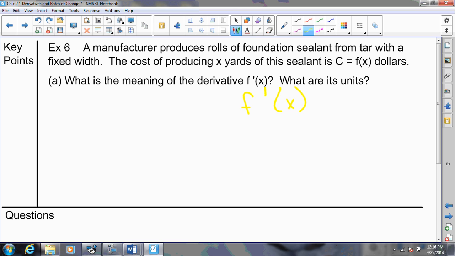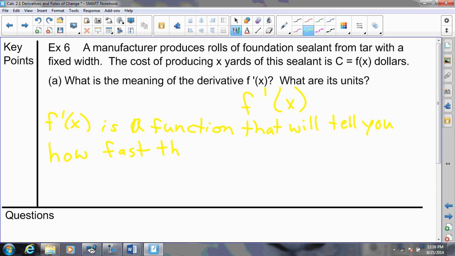But we don't have a function. So this whole thing is, what is the meaning of the derivative? Well, remember how we were talking position function and velocity? If you take the derivative, that's what we're noting. It will tell you how fast the cost is changing.